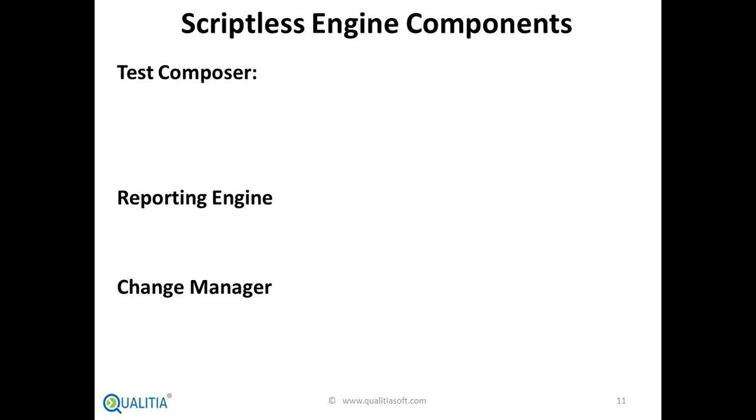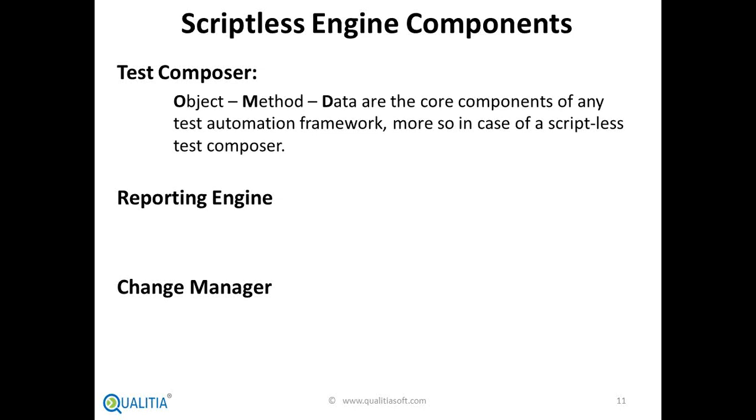Change manager, this is precisely what I'll stress upon in a later part of the webinar. This is one neglected piece of test automation everywhere, not only just Selenium. So in the test composer, the key ingredients of the test composer, once you start abstracting a test case, abstracting any application that needs to be tested, there are three things that you need, right? You need the object, you need the method, and you need the data, right?